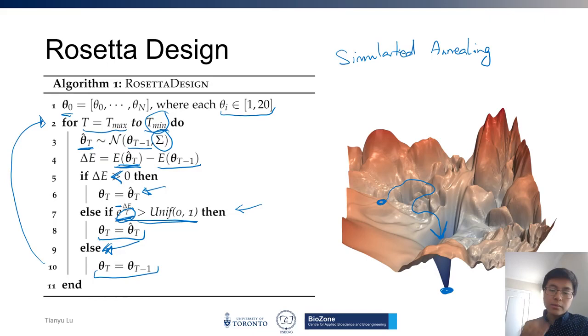So it's actually been proven that if you start with a sufficiently high temperature Tmax, and if your cooling steps when you go from Tmax to Tmin are sufficiently small, then it's theoretically proven that you can indeed reach the global minimum in this case, or the global optimum for a general case.